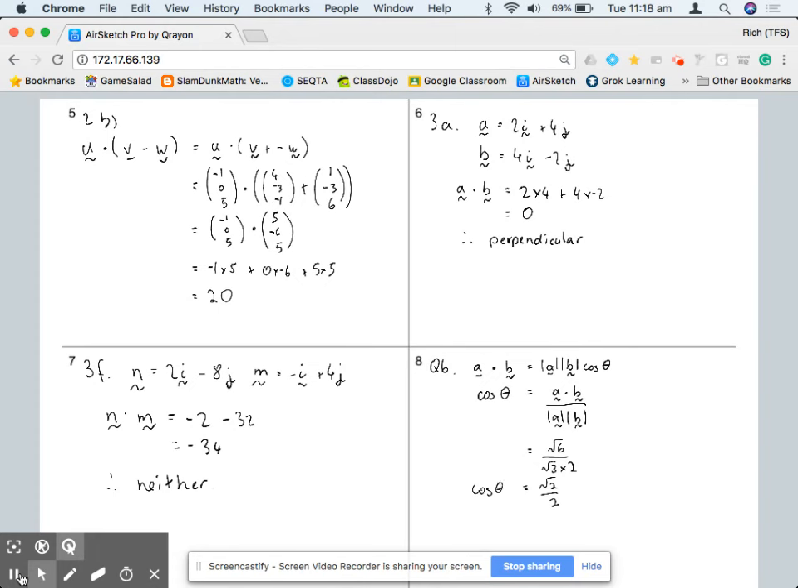Now, I am not going to reach for my calculator because you should be able to identify immediately what angle gives us root 2 on 2 when put into the cosine function. Can anyone tell me immediately? Yay, 45 degrees, well done, Ollie. So that's 45 degrees or pi on 4. That's question 6 done.